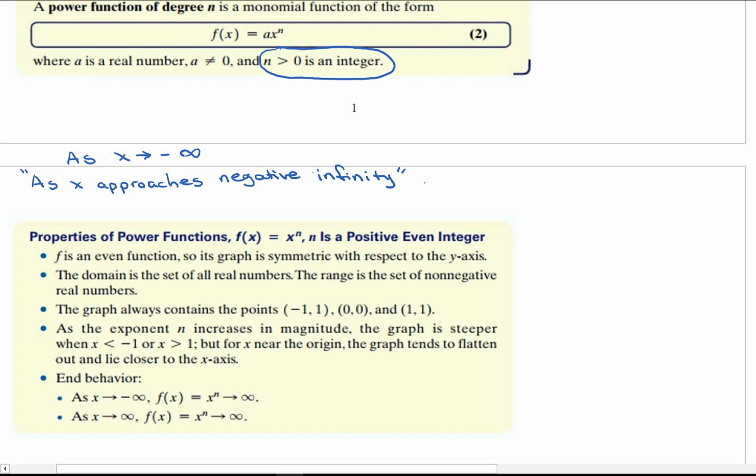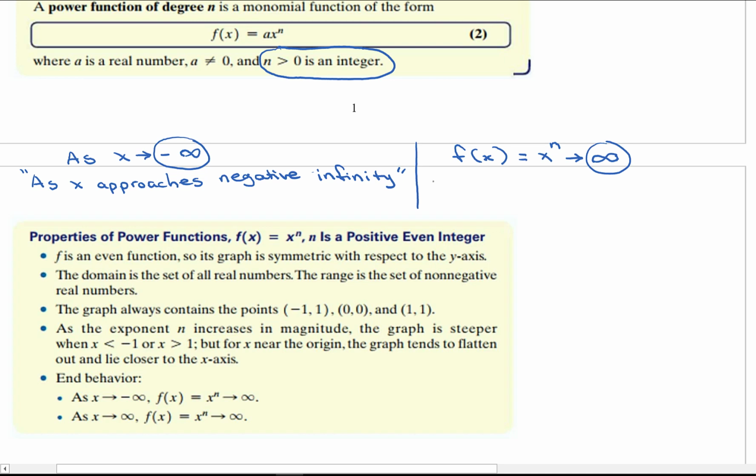Then this is saying that f of x, which is equal to x to the nth power, is going to approach positive infinity. So even though x is going to -infinity, x is getting very small, right? The y value is going to go to positive infinity.